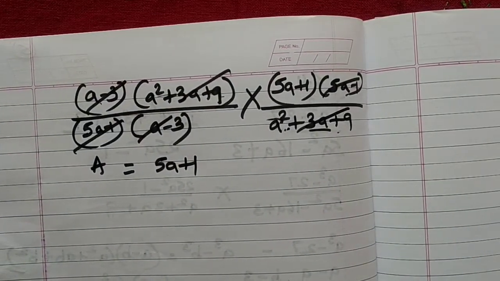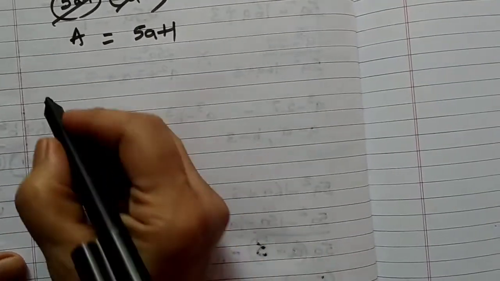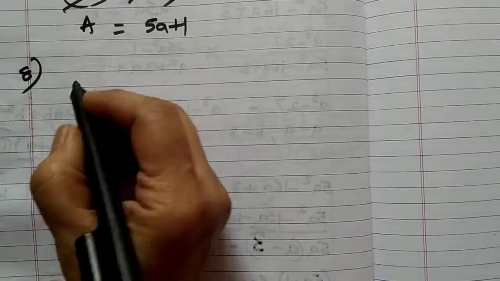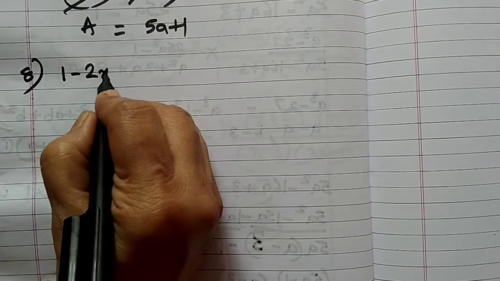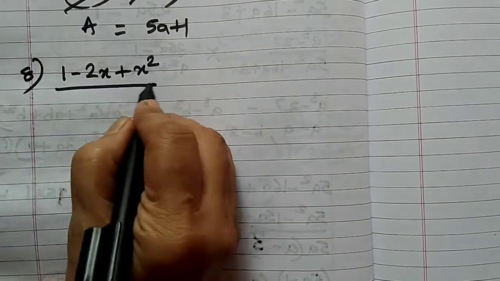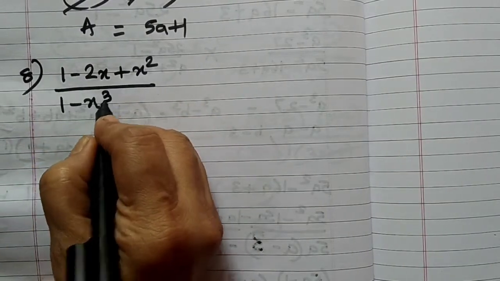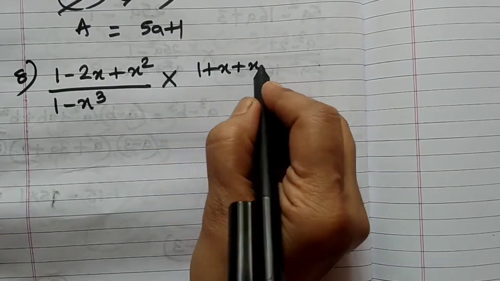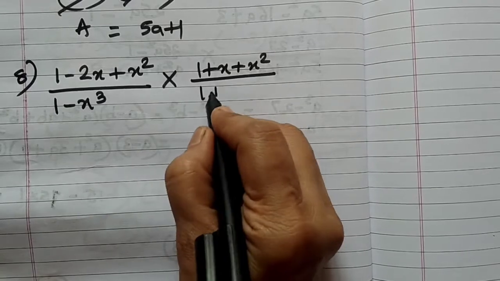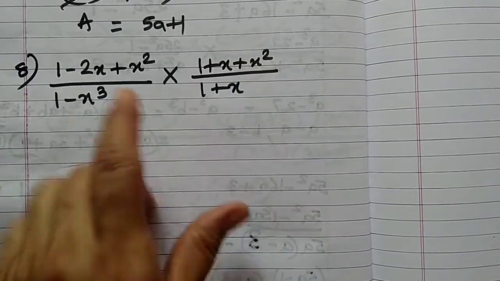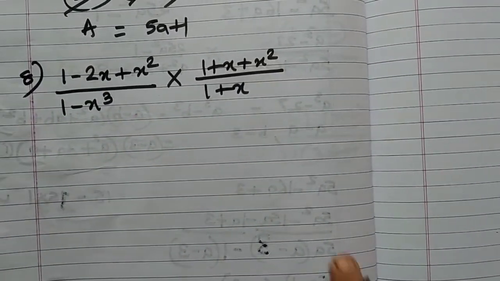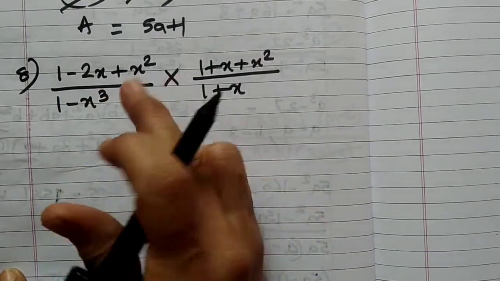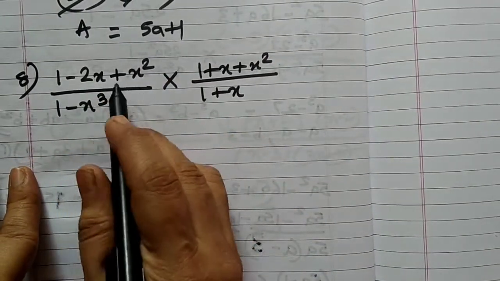That is the last sum of this chapter. That is sum number 8. What is that sum now? 1 minus 2x plus x square upon 1 minus x cube multiplied by 1 plus x square upon 1 plus x. Now here there is a multiplication sign. We don't have to change the numerator and denominator. We just have to, now first let us take this equation.